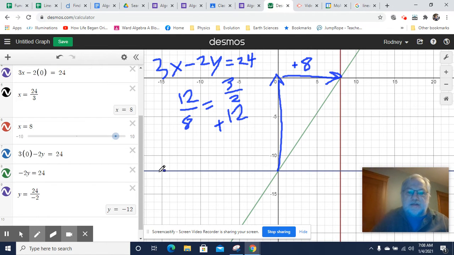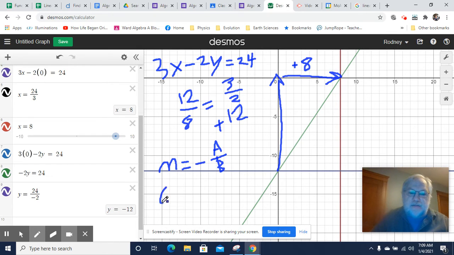So it turns out that the slope for a standard form equation is going to be, you're going to take your a term over your b term, which is negative 2 in this case, and then you're going to get the negative of that. And that'll be slope.